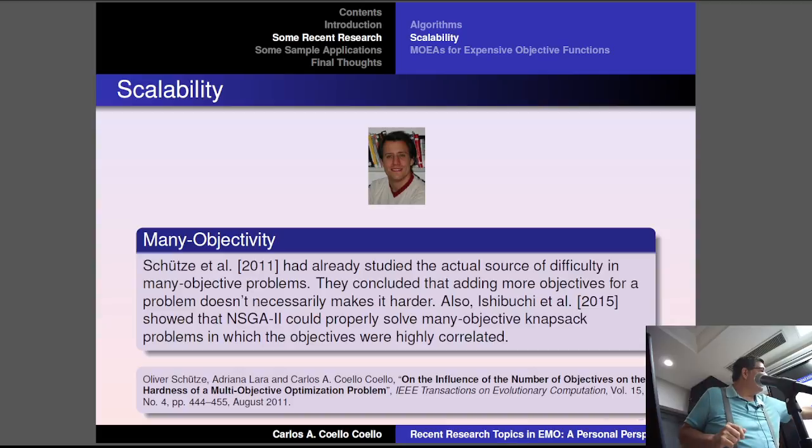In other words, it has to do with correlation of the objectives. And this was found theoretically and corroborated empirically by Ichibuchi. He was able to identify problems in which the objectives were highly correlated, and although they have many objectives, they were very easy to solve, although they had a high dimensionality. So this was a very interesting finding, but most people didn't like it at that time.